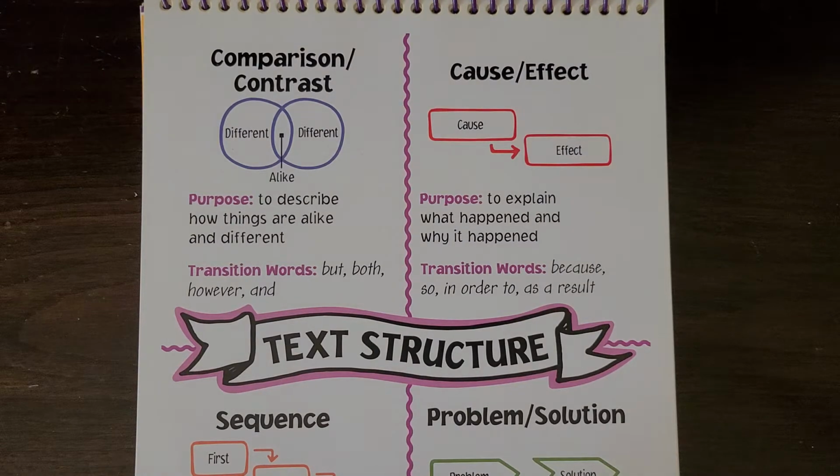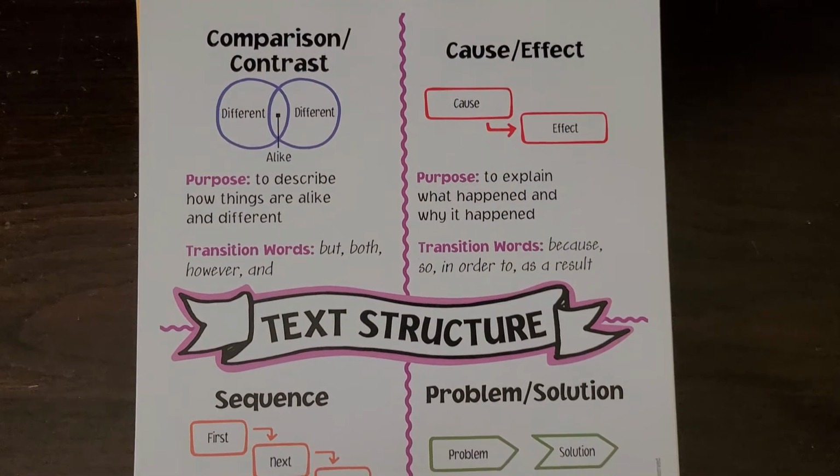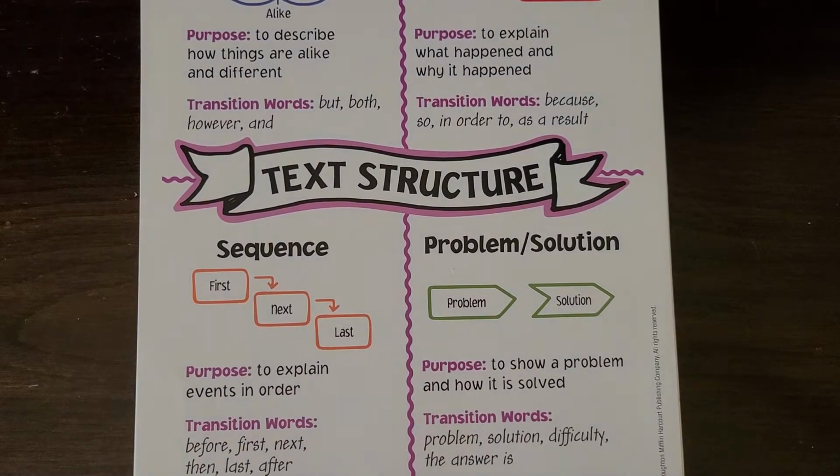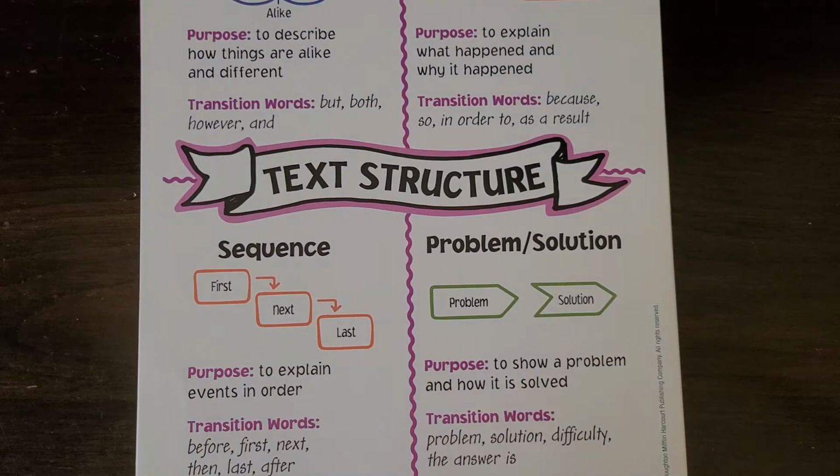And authors use that to help explain things that are happening in our world and give you more information about that topic. Problem and solution is where there's a problem and then the author gives you what some of the solutions could be for that problem. We're going to look at both of these in the text that I have for today.